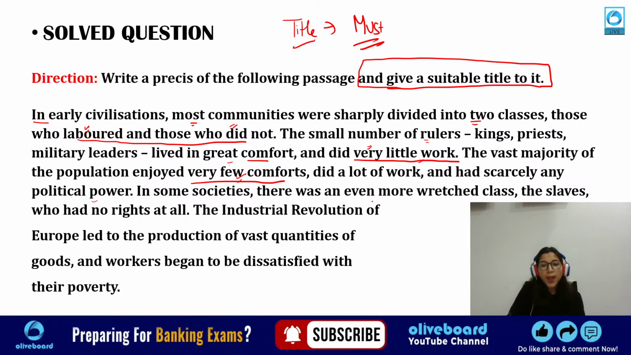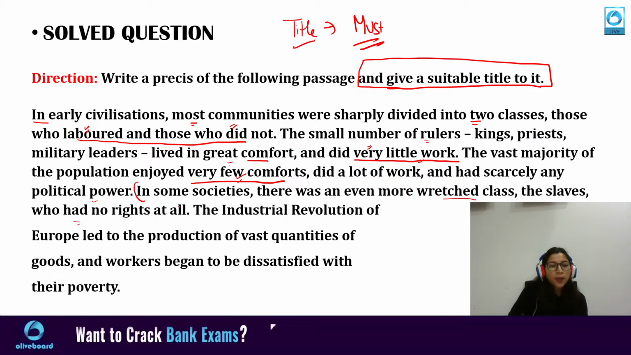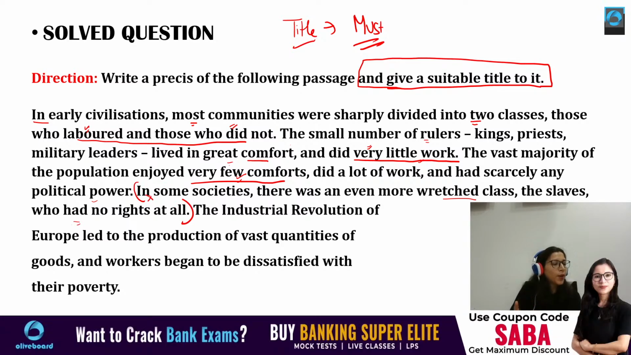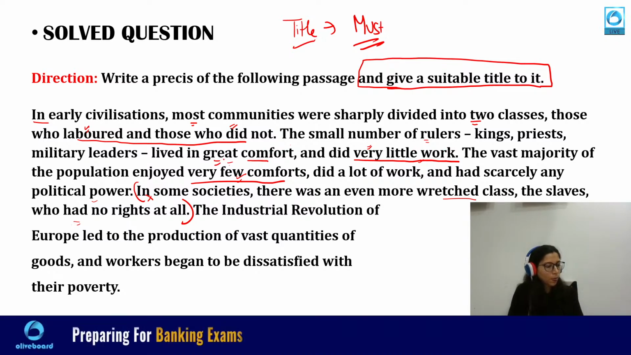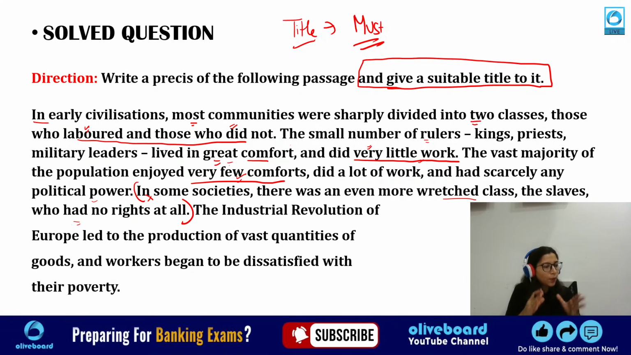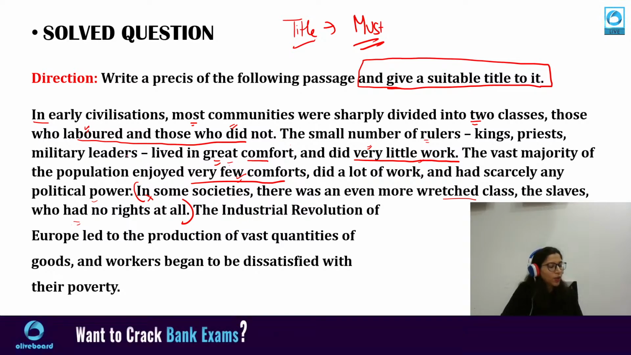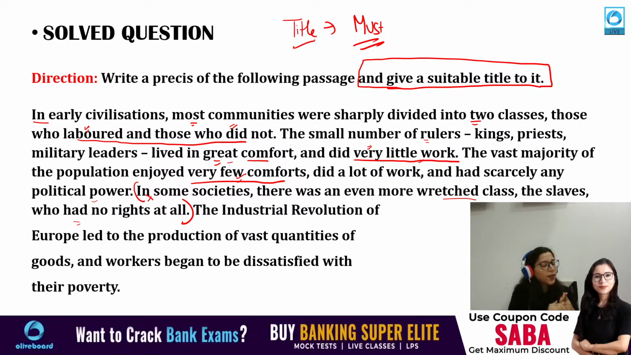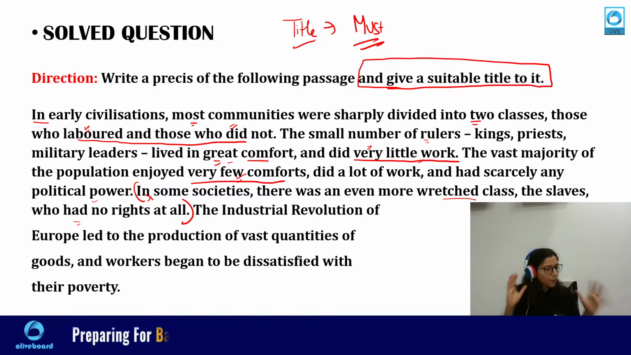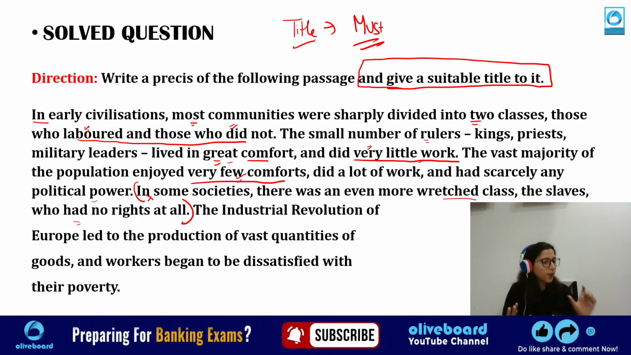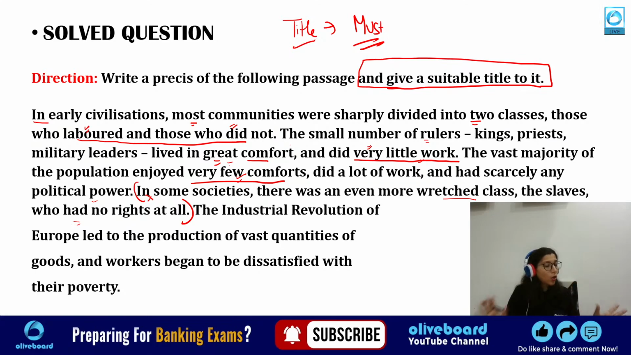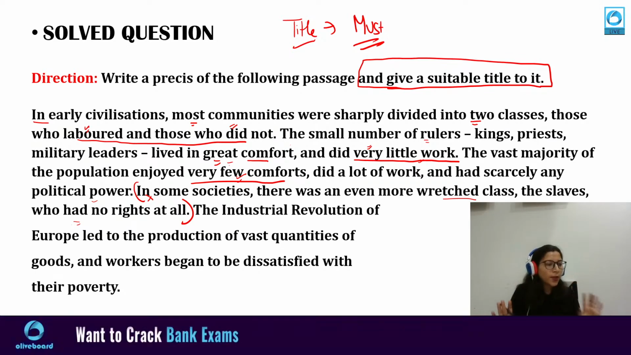In some societies, there was an even more wretched class, the slaves, who had no rights at all. अगर आप इसे नहीं भी लिखेंगे, then also if you won't include this line in your Precis, then also it will make sense because यहाँ पर आपने labor class की बात कर ली है. Okay? So इस तरह से आपको ध्यान में रखना what are the points you have to include in your Precis. देखिए यहाँ पर दो क्लासेस की बात हो रही है. The first elite class and the second labor class. Elite classes they didn't work at all and they enjoyed all the comforts of life. Labor class they were ample in number. उनके numbers ज़्यादा थे. They worked a lot. बहुत मेहनत करते थे but they didn't enjoy any comfort at all.